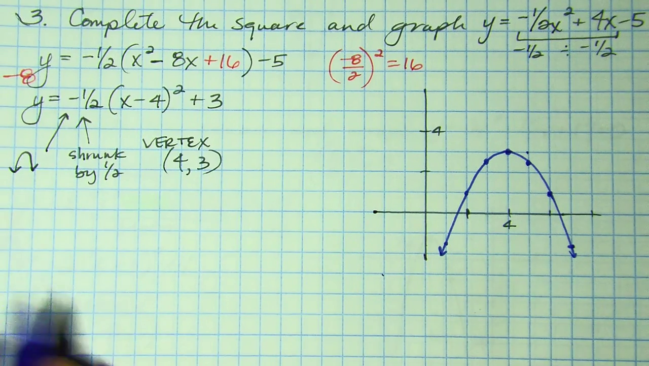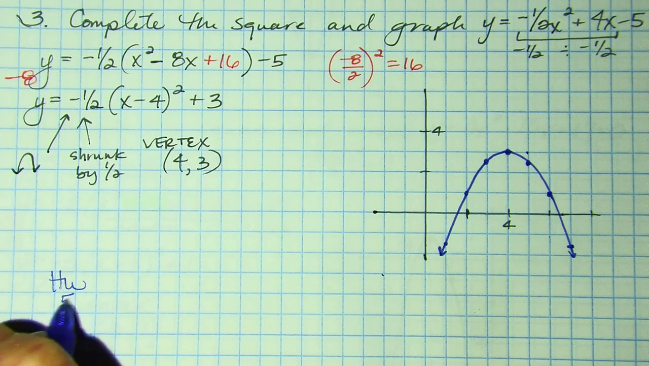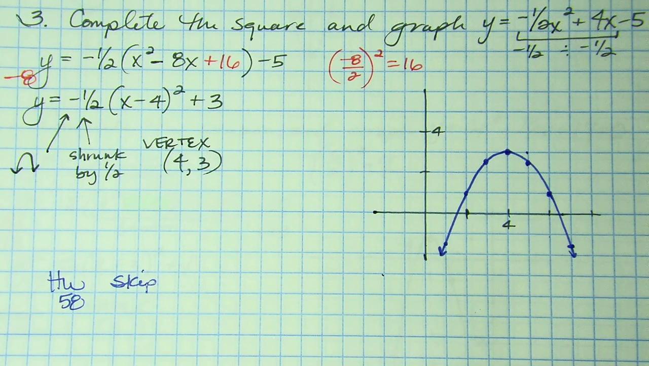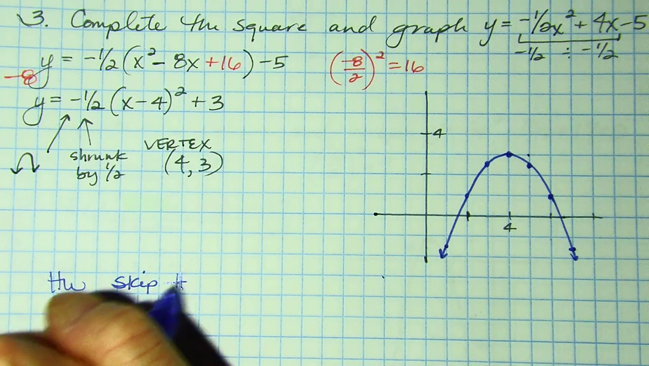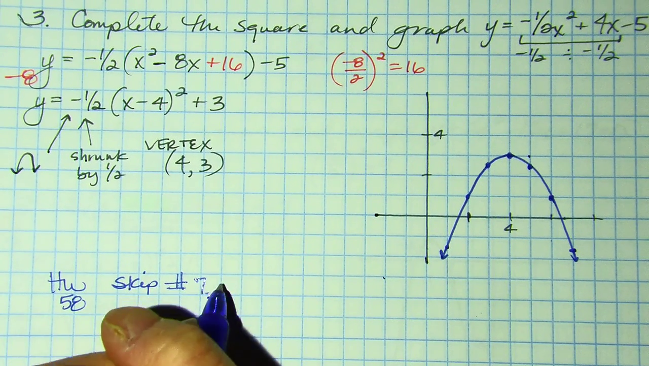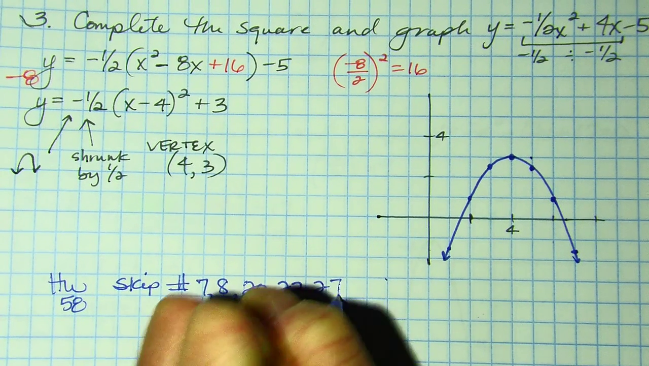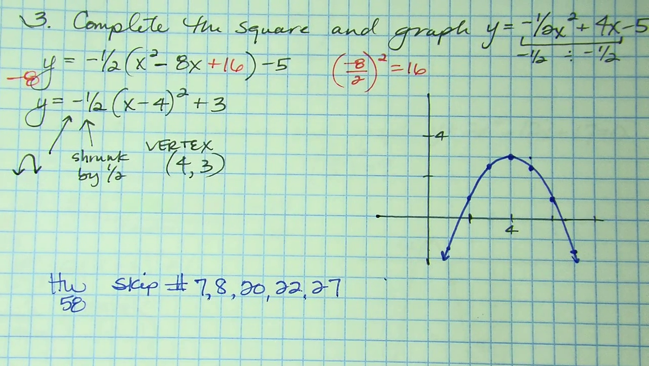Beautiful, right? For homework 58, we are only skipping a few. Let me confirm with my homework sheet because I do all the homework. Oh, never mind. So skip number 7, 8, 20, 22, and 27. Yep, and thank you.